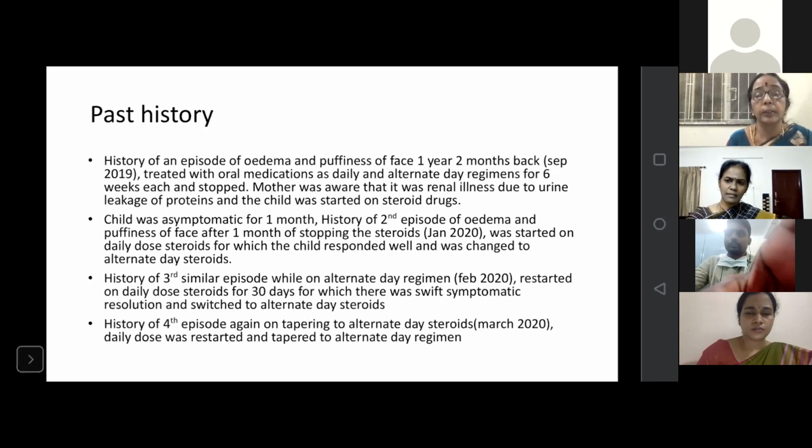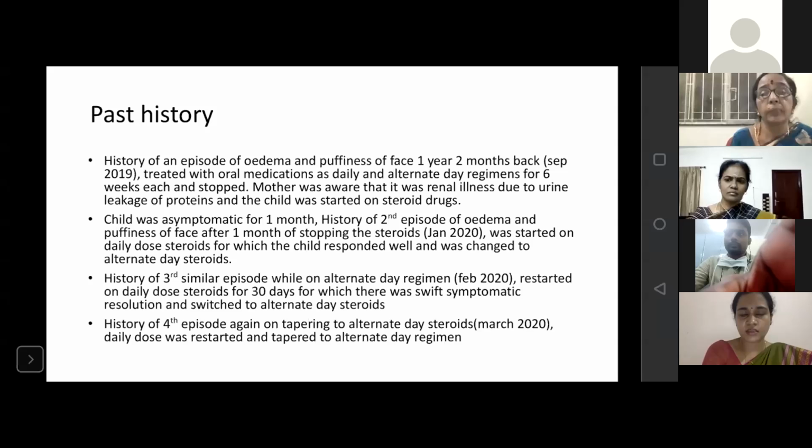But what is worrying here is that, without any medical intervention for the past 6 months, the child has been getting so much of steroids in a bizarre manner. So we have to look at what the steroid has done to the child. That is more worrying here in this part.